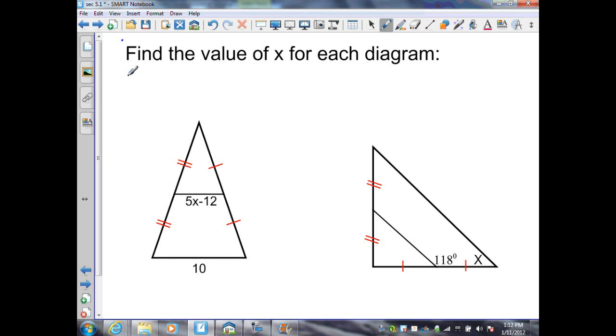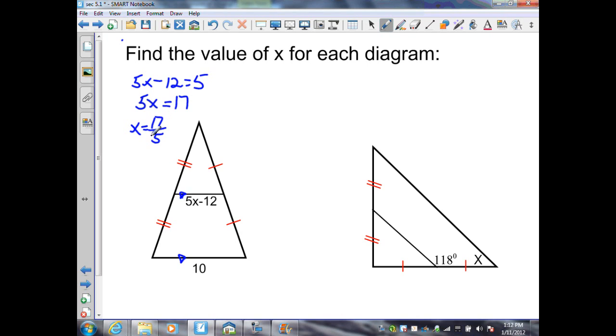On these two examples, they want us to find the value of x. Here, I'm given a triangle. I'm given a segment that is a midsegment. Therefore, I know that these two segments are parallel. I also know that this segment is half as long as that segment. Therefore, I can set up an equation. 5x minus 12 is equal to half the length of this segment, which is 5. Then just solve the equation. I get 5x, add 12 to both sides, I get 17. X, when I divide by 5, is 17/5.